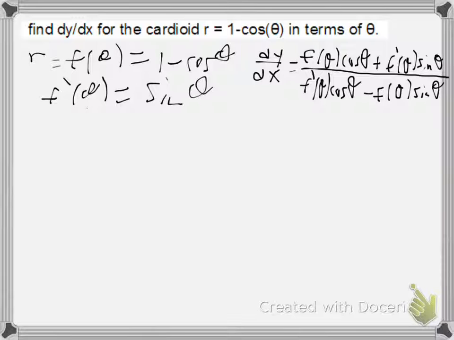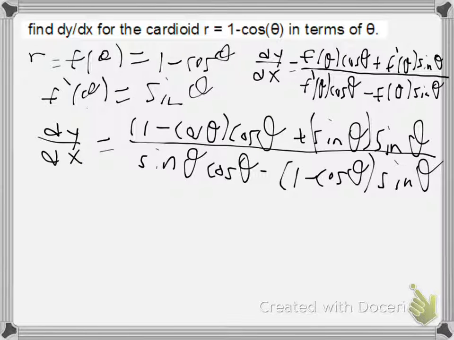Earlier we determined that the derivative, the slope of the cardioid, or any polar function in general, is dy/dx = [f(θ) cos θ + f'(θ) sin θ] / [f'(θ) cos θ - f(θ) sin θ]. So because we have both f(θ) and f'(θ), it's just a matter of substituting in all the equations.